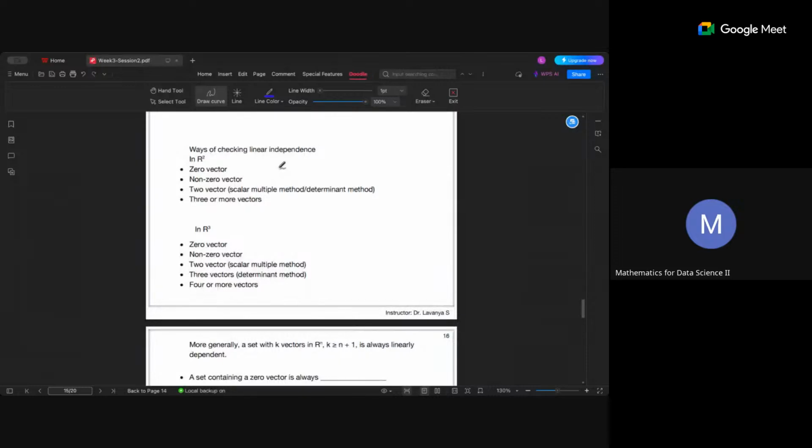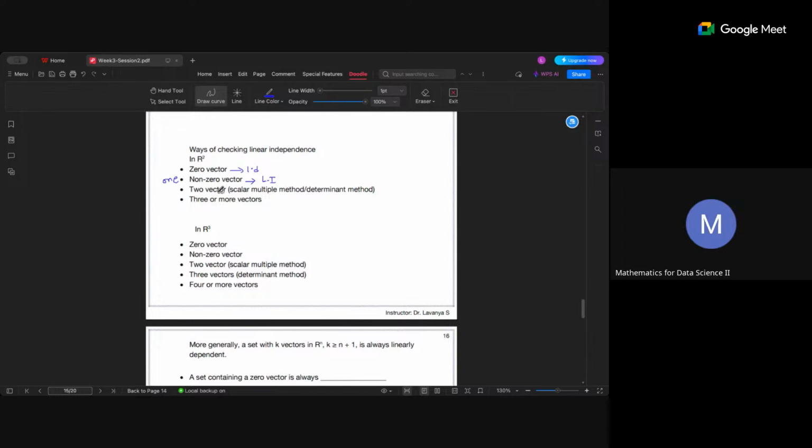So what are the ways of checking linear independence in R2? If it is a zero vector, what do you know? It is linearly dependent. If it is a non-zero vector, what do you know? In R2, only one vector or more than one vector? One non-zero vector is linearly independent. Suppose two vectors, now we are in R2.